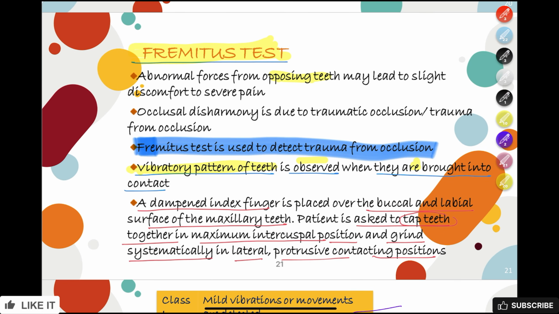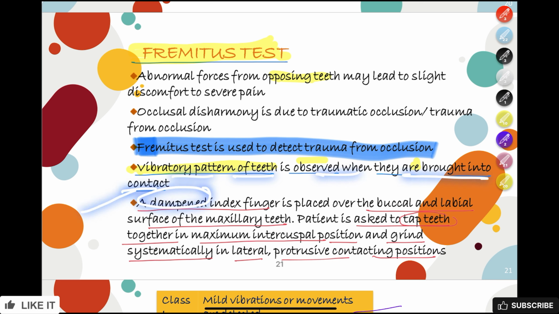Next is one of the most important tests, that is the Fremitus test, which is a test performed to detect trauma from occlusion. Abnormal forces from opposing teeth may lead to slight discomfort to severe pain. Occlusal disharmony is due to traumatic occlusion or trauma from occlusion. Fremitus test is used to detect trauma from occlusion. Vibratory pattern of teeth is observed when they are brought into contact.